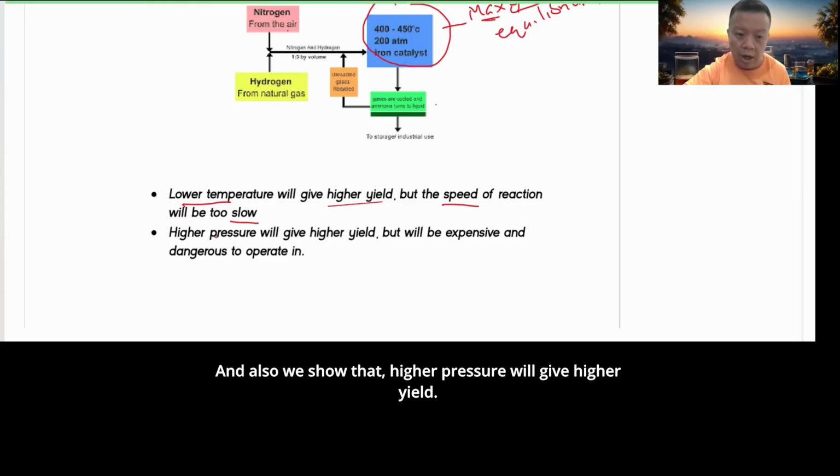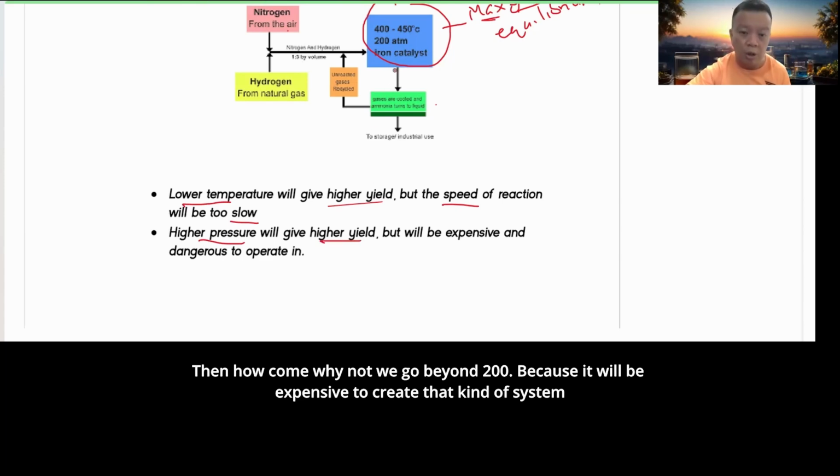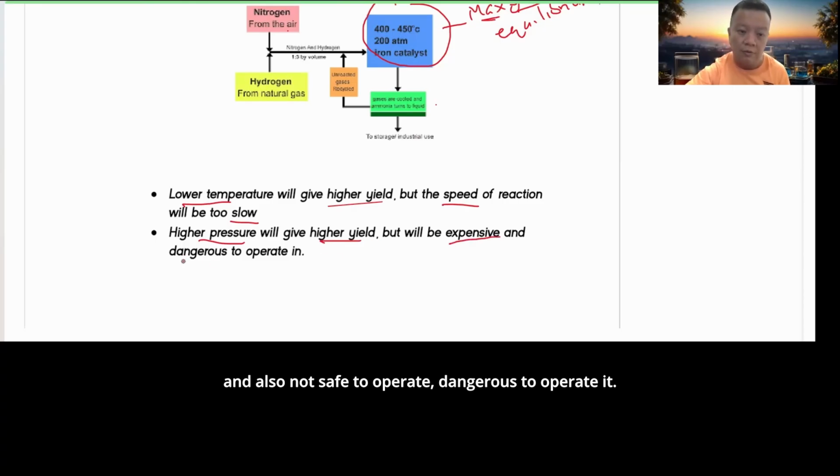We also showed that higher pressure will give higher yield. Then why not go beyond 200? Because it would be expensive to create that kind of system, and it is also not safe, dangerous to operate.